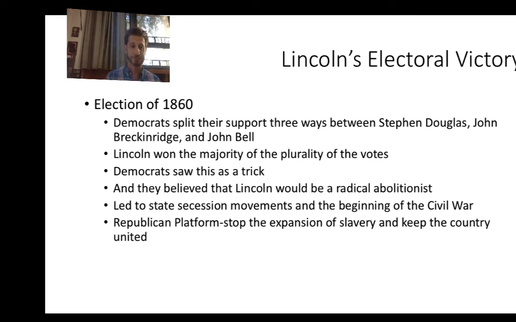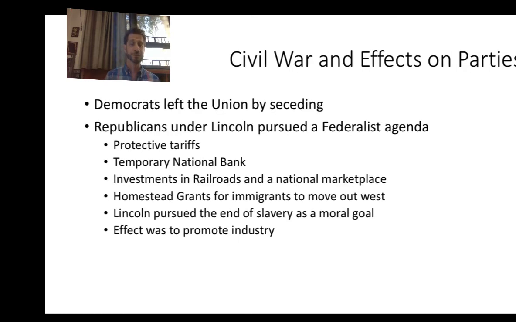So they get protective tariffs, a temporary national bank, investments in railroads and the national marketplace, homestead grants for immigrants to move out west. Probably sounds like, wait a second, that helps farmers, right? It does, but by having immigrants move out west, you can now create cities that can connect up with railroads. Lincoln pursued the end of slavery as a moral goal. Initially in 1860, he believes that the Civil War is about uniting the country. By 1863, he believes that God has put him into the position of the presidency to end the immoral practice of slavery. Overall, the effect here by Republicans was to promote industry in a national marketplace.